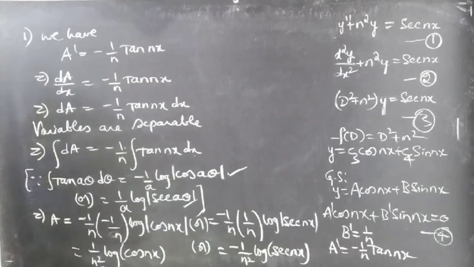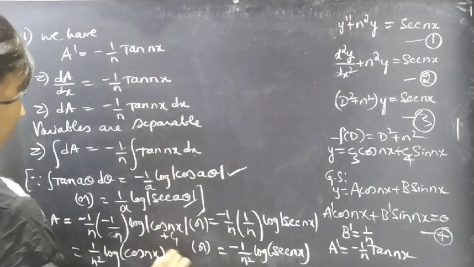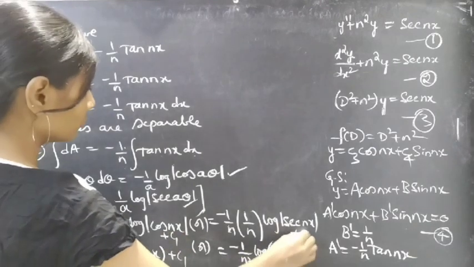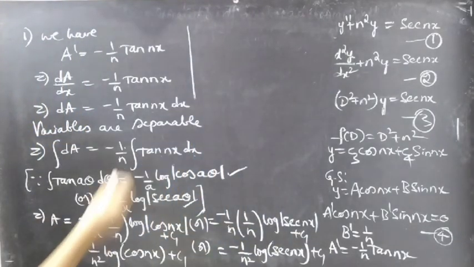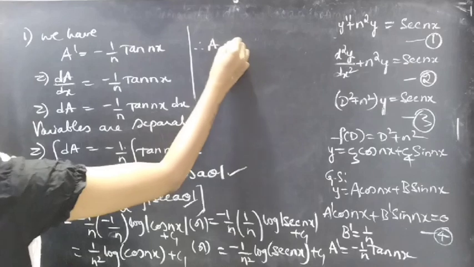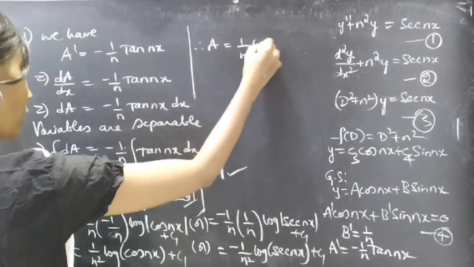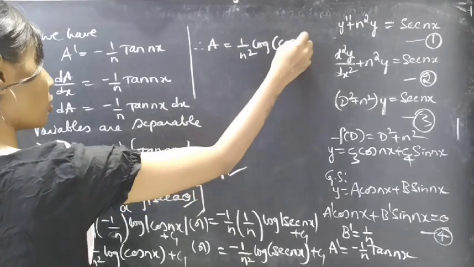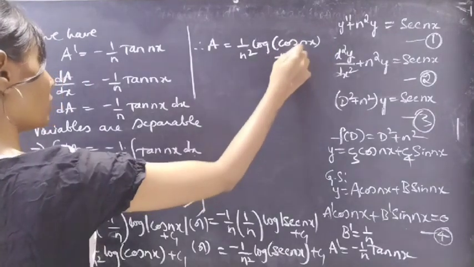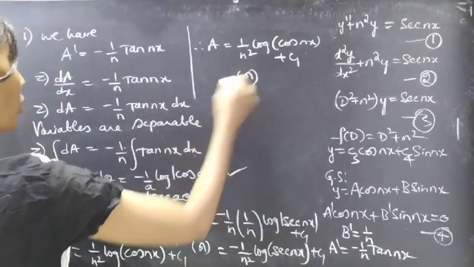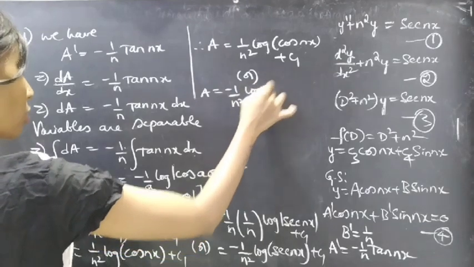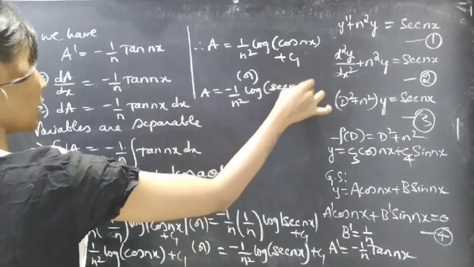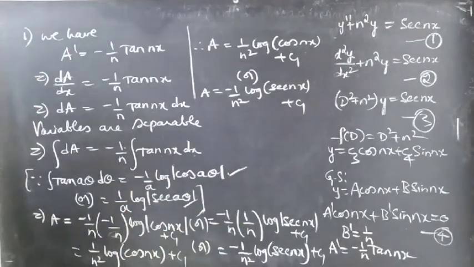Okay, you'll have an integral constant plus c1. Therefore a equal to 1 by n square log of cos nx plus c1, or a equal to minus 1 by n square log of secant nx plus c1. We got a. Let's now find b.